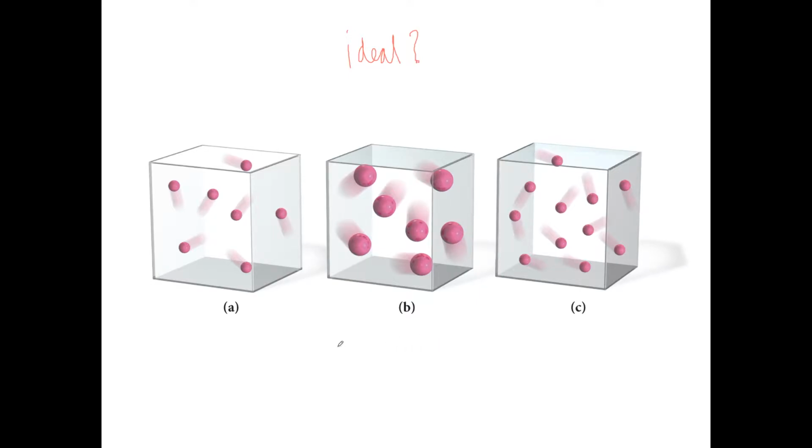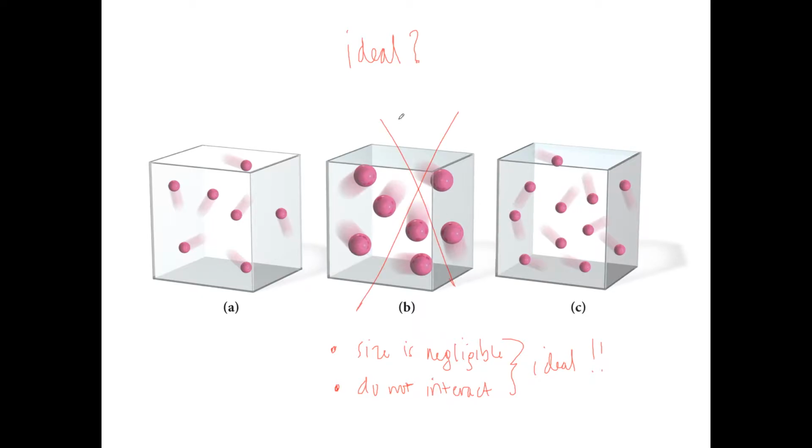And remember, for an ideal gas, we have these two postulates. One of them is that size is negligible. And the second postulate is that they do not interact. They do not interact. Okay, those were the two things for an ideal gas. This was ideal.